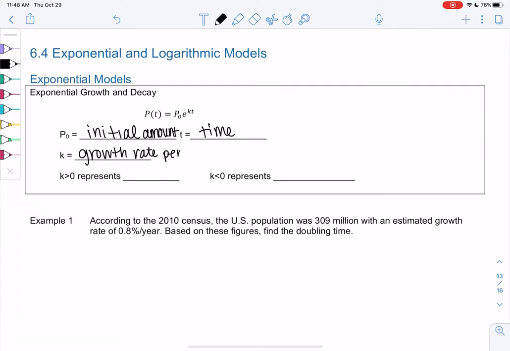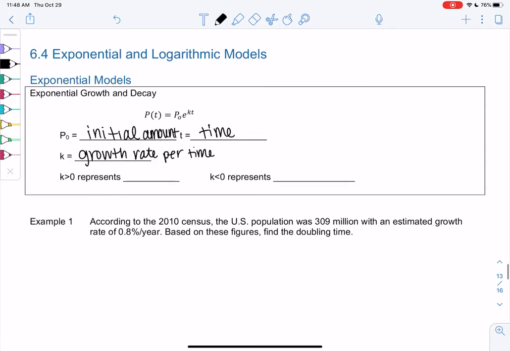So if my time is in years, it should be per year. If my time is in days, it'll be per day. When k is positive, we call it exponential growth, versus a negative k will be decay. So something decreasing.